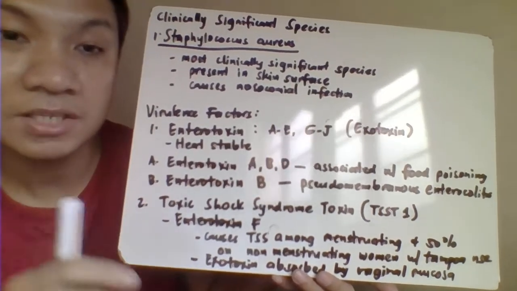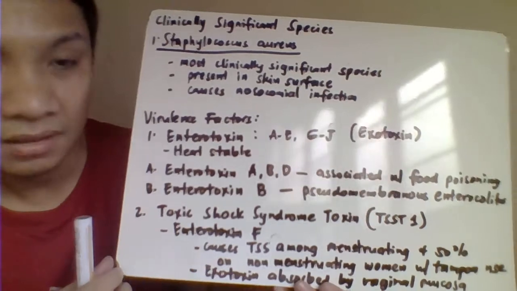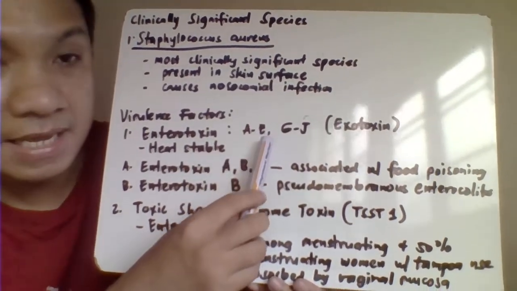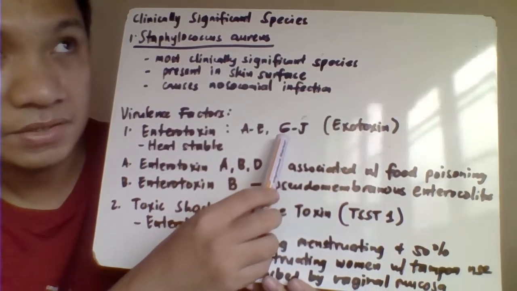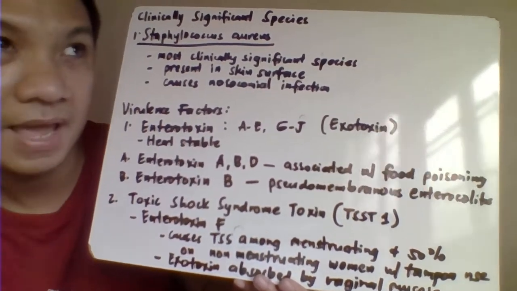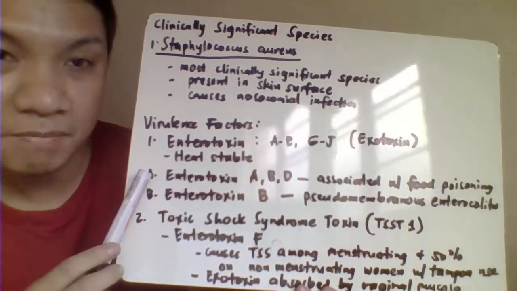Hindi siya naka-attach sa bacteria itself. Okay, so your enterotoxin includes here your enterotoxin A, B, C, D, E, G, H, I, J, K, G to J, ganon. Okay, these are heat stable na toxin.